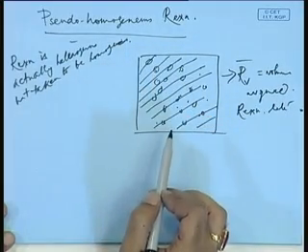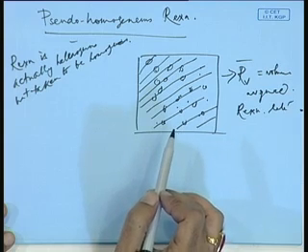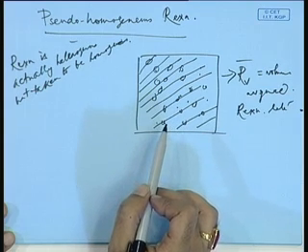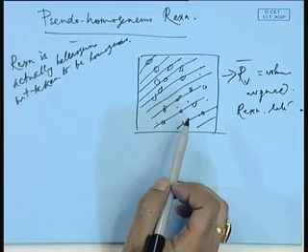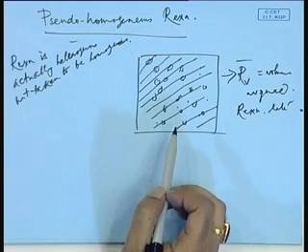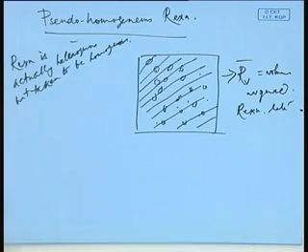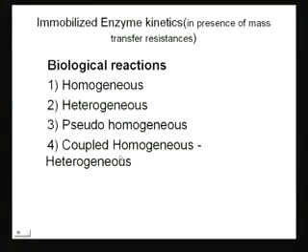So this is pseudo homogeneous. I want to be clear, pseudo homogeneous is not really a reaction, but it is essentially a way of description. And the last thing that I'll show you here is known as a coupled homogeneous heterogeneous reaction. This is very straightforward. This is not a form of description.